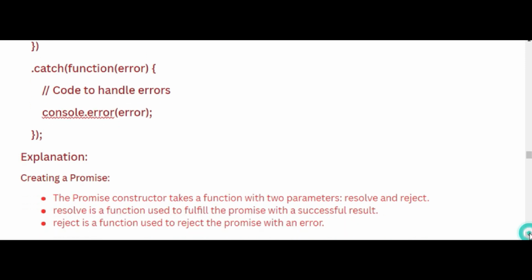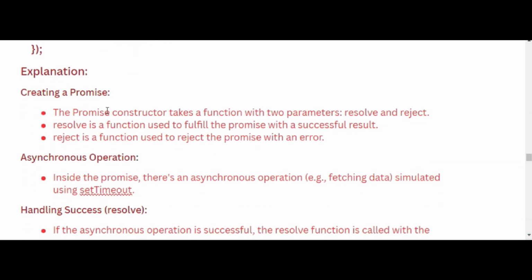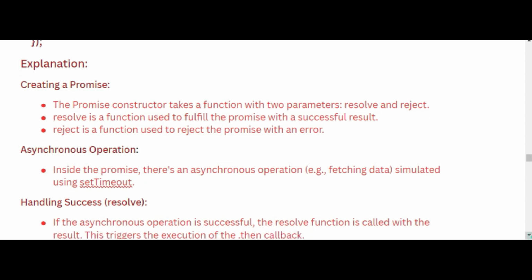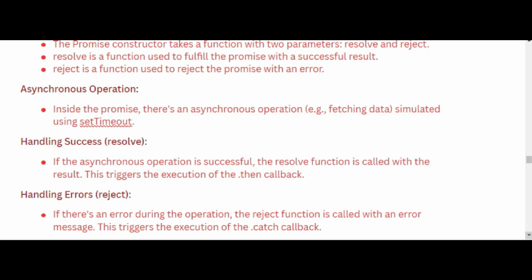Now come to the explanation part of this code. Creating a promise: the Promise constructor takes a function with two parameters, resolve and reject. Resolve is a function used to fulfill the promise with the successful result. Reject is a function used to reject the promise with an error. Asynchronous operation inside the promise: there is an asynchronous operation, fetching data, simulated using setTimeout.